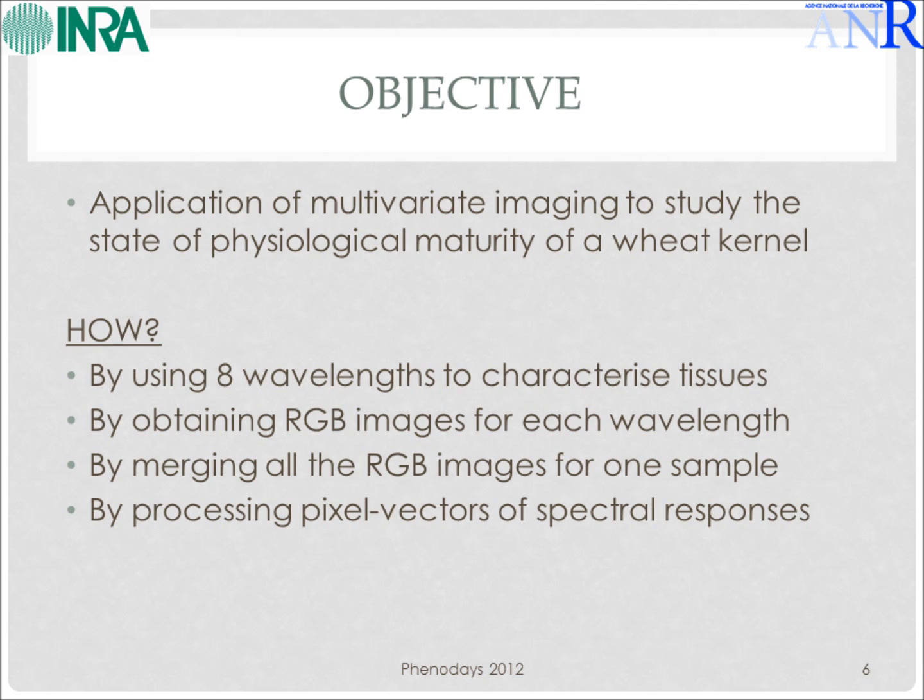So the aim of this work is to develop a new methodology based on system vision to determine the physiological maturity of the wheat kernel. So how can we do that? We decided to use 8 wavelengths to characterize tissue. We chose 8 wavelengths because we think that not only one but a combination of wavelengths can discriminate some tissue from the others.